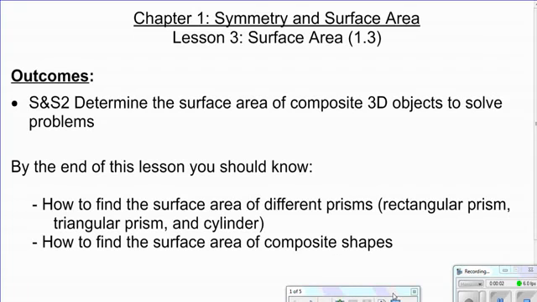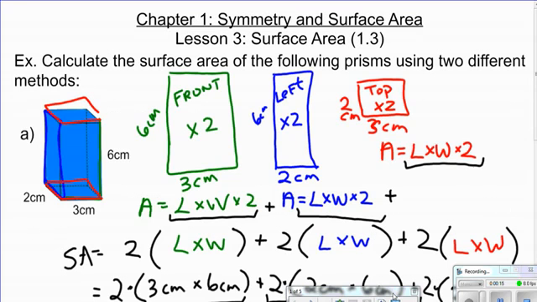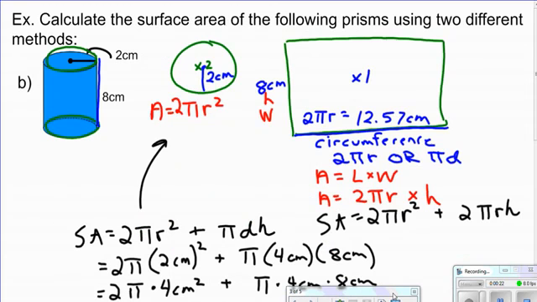Okay, so this is surface area, lesson 3. In the first video we looked at the surface area of a rectangular prism and the surface area of a cylinder, some basic review from grade 8. Now we are looking at composite shapes. So, reminder: rectangular prism, cylinder.